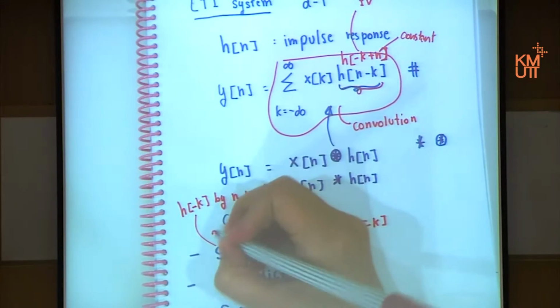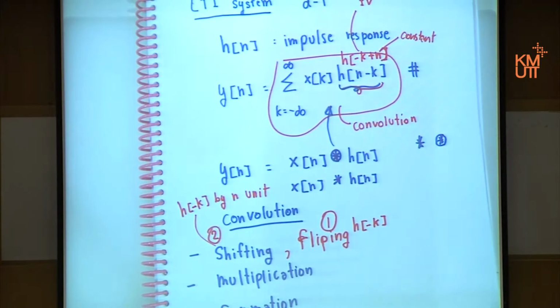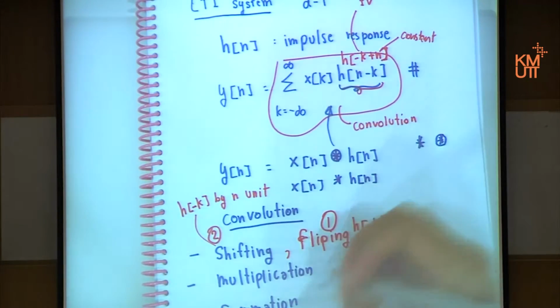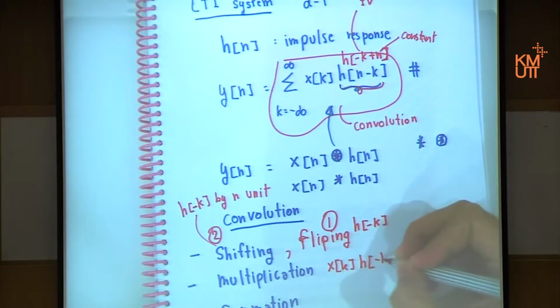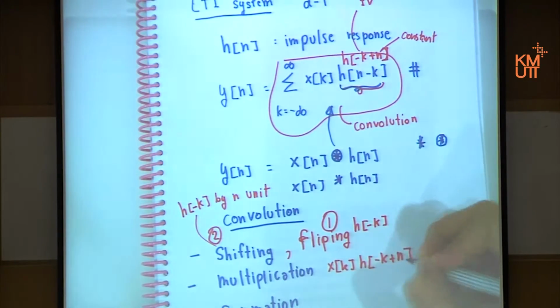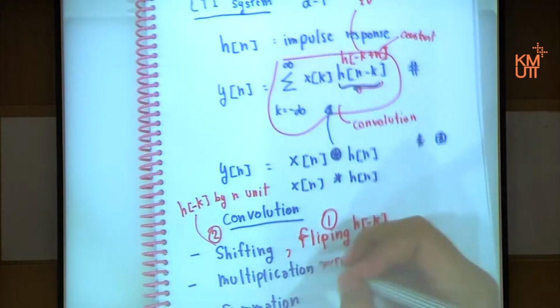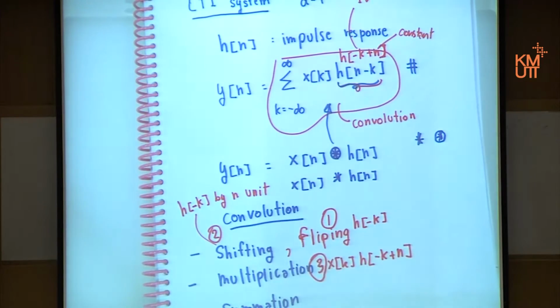So shifting is the second operation. After flipping and shifting, you multiply h[k] and h[minus k plus n]. You multiply these two terms together. This is the third step.